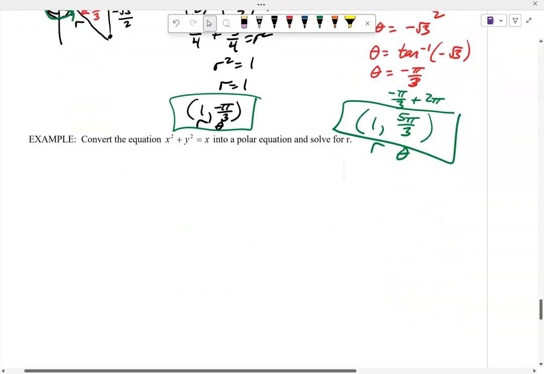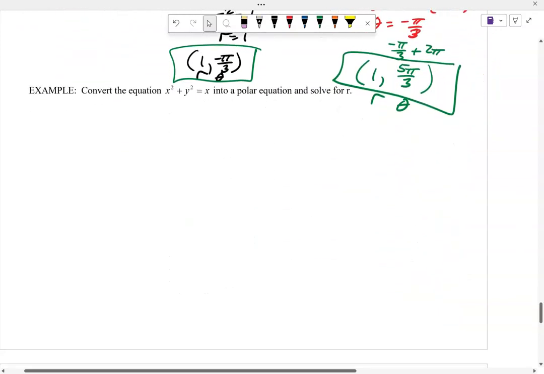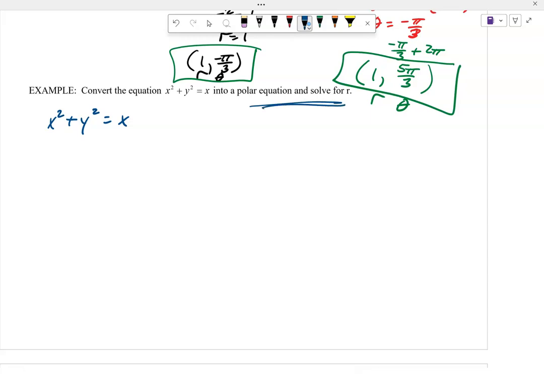x squared plus y squared equals x. That's a rectangular equation, right? Notice it's in terms of x's and y's. We want it in a polar equation. We want it in terms of r's and thetas, right? Well, we know x squared plus y squared is r squared. And then we know x, remember x is r cosine theta. So we got r squared equals r cosine theta. I'm going to go ahead and subtract r cosine theta on both sides, set this equal to 0, and factor an r out.